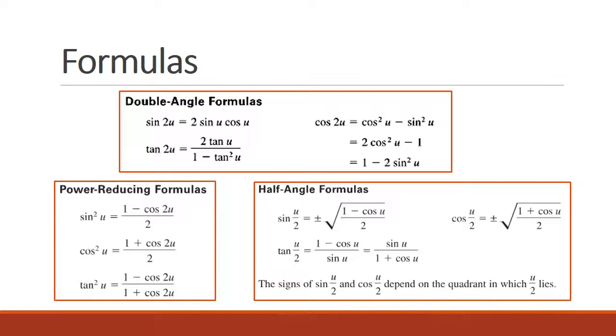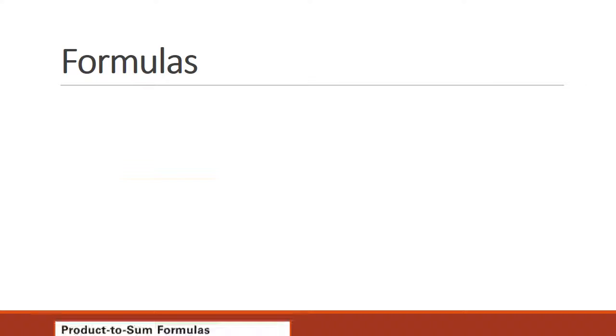And then half-angle formulas. This would be, say if you want to know what the sine of 15 degrees was. Well, you know the sine of 30 degrees. So you would say 15 is 30 over 2, and then you would put 30 into this formula. So that's how those work. The signs, the plus or minus, will depend on the quadrant that the angle that you're trying to find the sine or cosine of lies in.